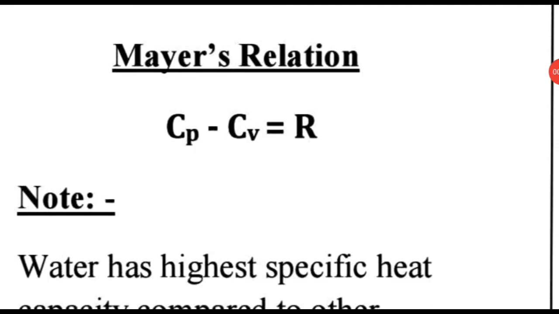The relation between Cp and Cv, that is the molar specific heat capacities at constant pressure and constant volume of a particular gas, is known as Mayer's relation, and that relation is Cp minus Cv equal to R, where capital letter R stands for the universal gas constant, which is 8.314.